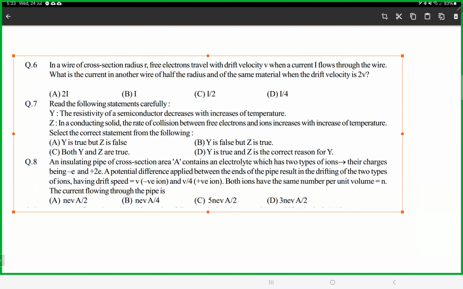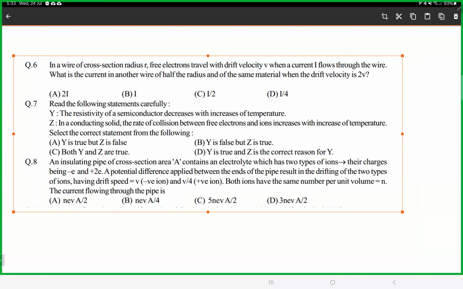Easy, straightforward question. Second one, resistivity of a semiconductor decreases with increase in temperature. This thing we wrote, true. In a conducting solid, the rate of collision increases with temperature, that is also true. Yeah, both are true. That's not the explanation. What is the explanation for it?